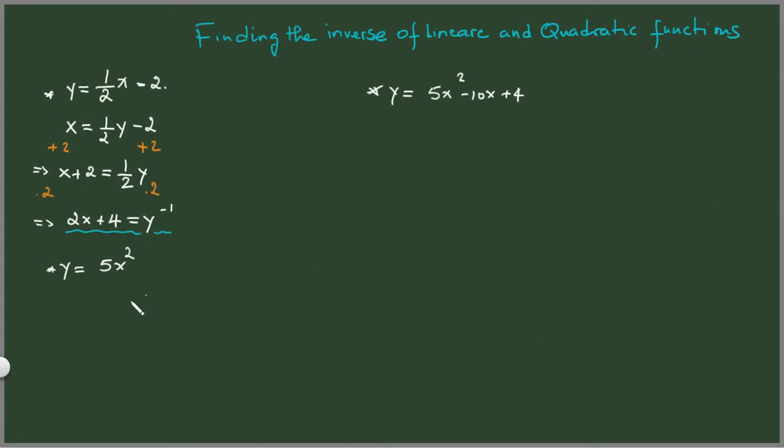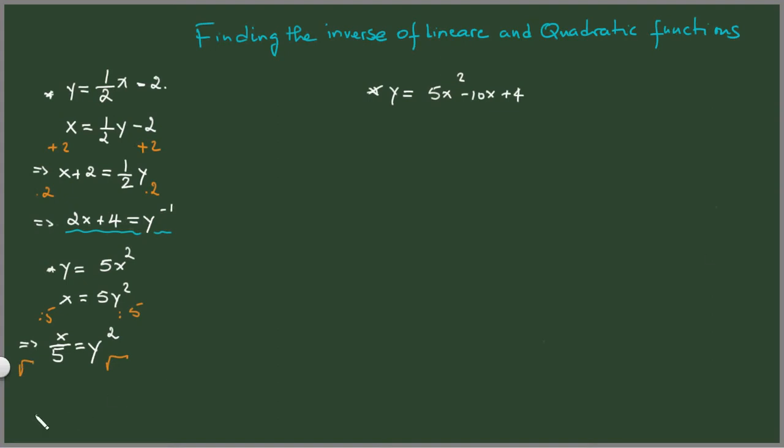We therefore have x equals 5y to the power 2. We can divide by 5 on both sides. That gives us x over 5 equals y to the power 2, and then we can take the square root on both sides.